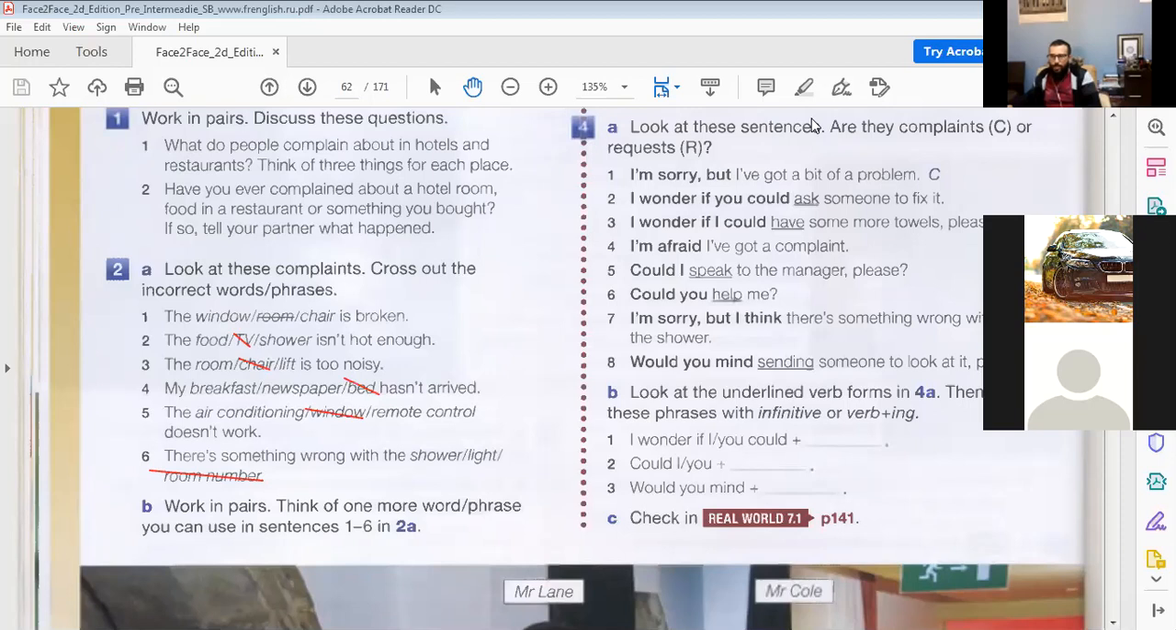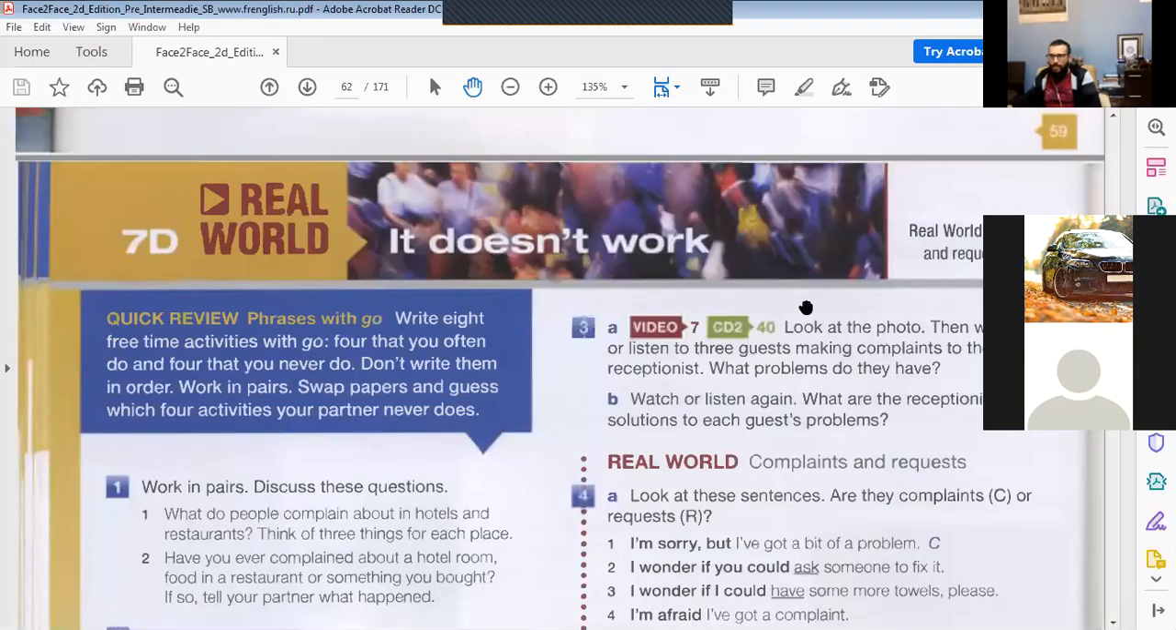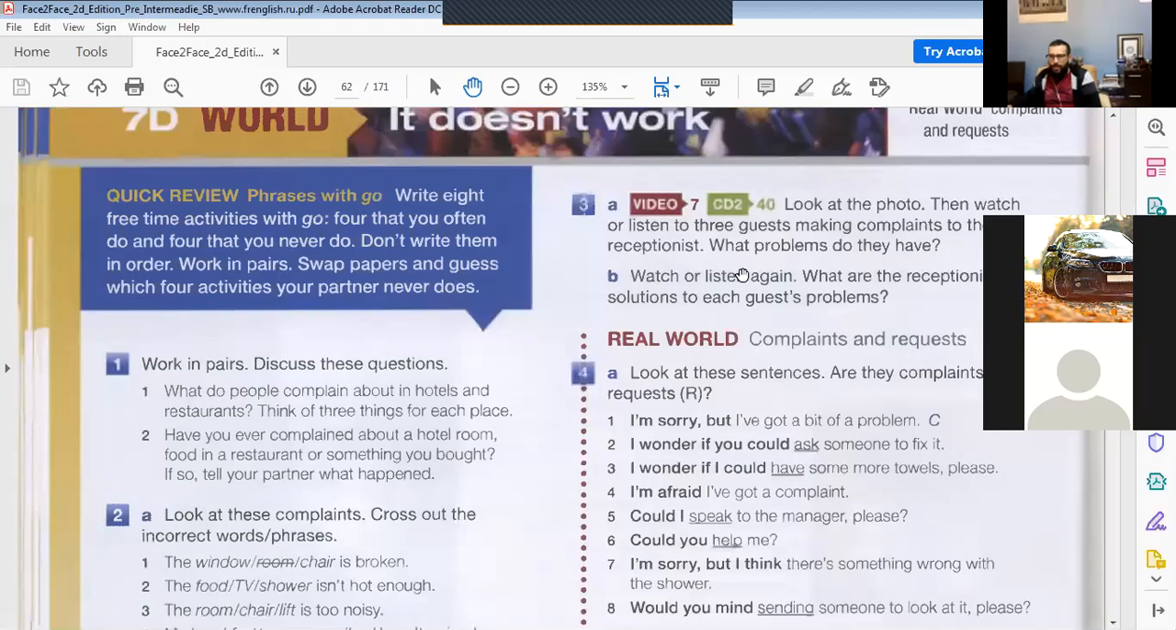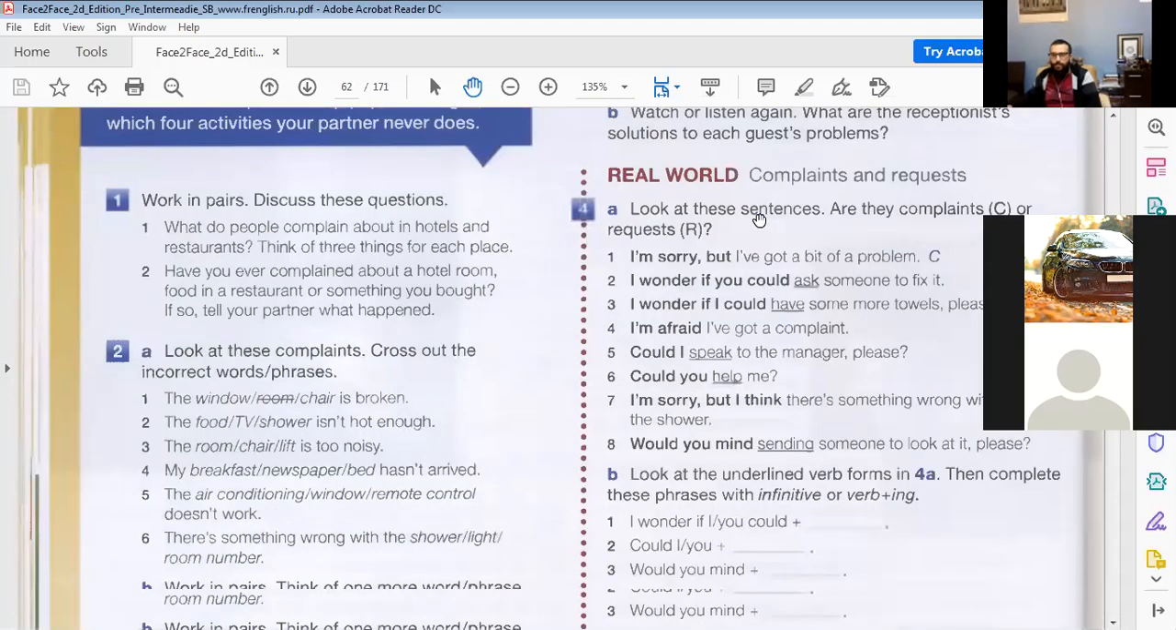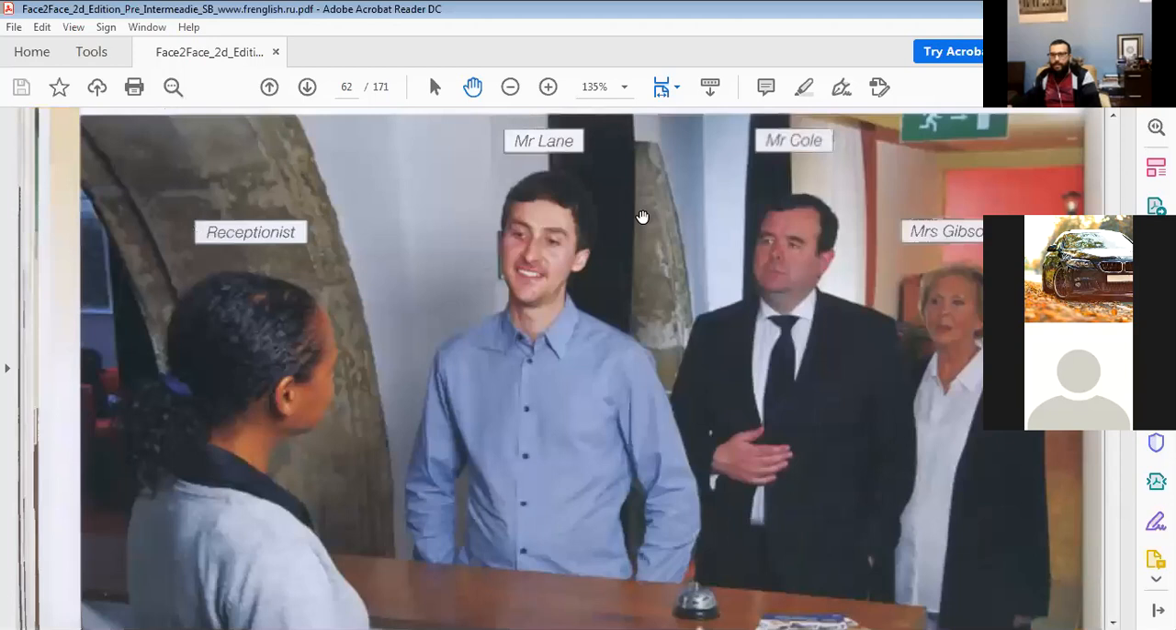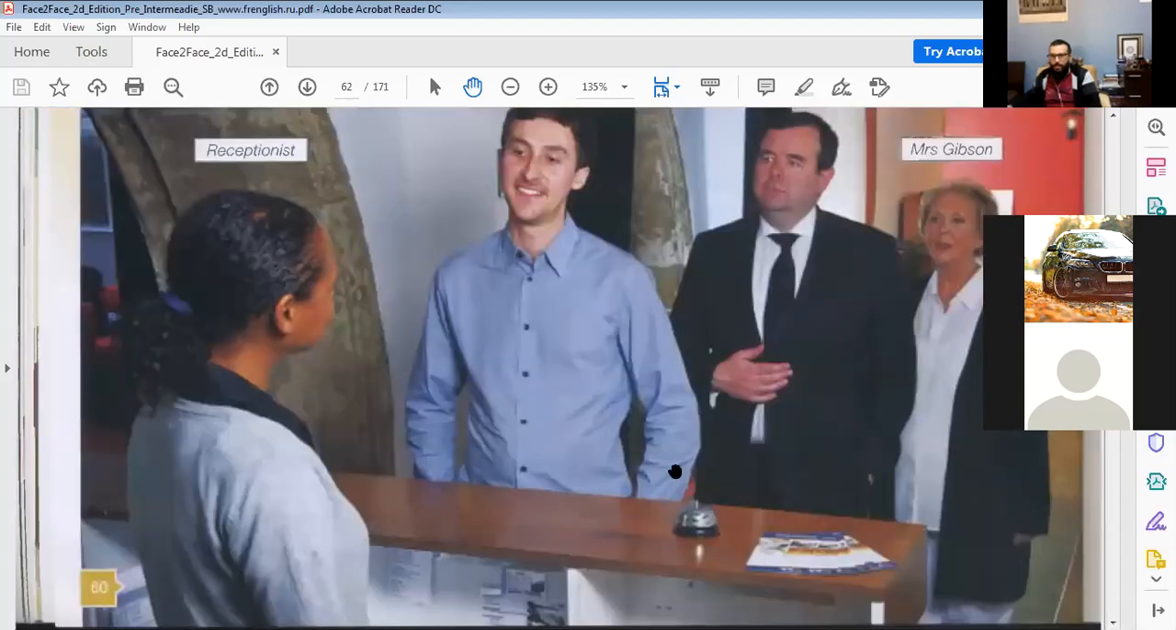Here in exercise number three, we have a bit of listening. Take a look at the photo. We're going to listen to three guests making complaints to the receptionist. What problems do they have? Can you see these three guests? We have Mr. Lane, Mr. Cole, and at the end Mrs. Gibson. And we can see the receptionist here at the reception table.